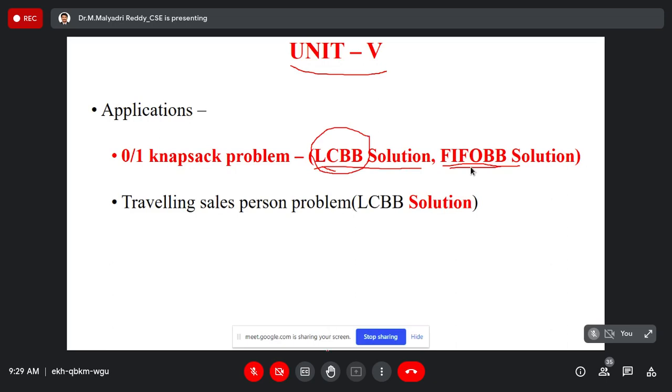In branch and bounding, it is very important to create the bounding functions. Once you understand the bounding functions, the method is very simple. That is implemented using the state space tree, nothing but a tree.